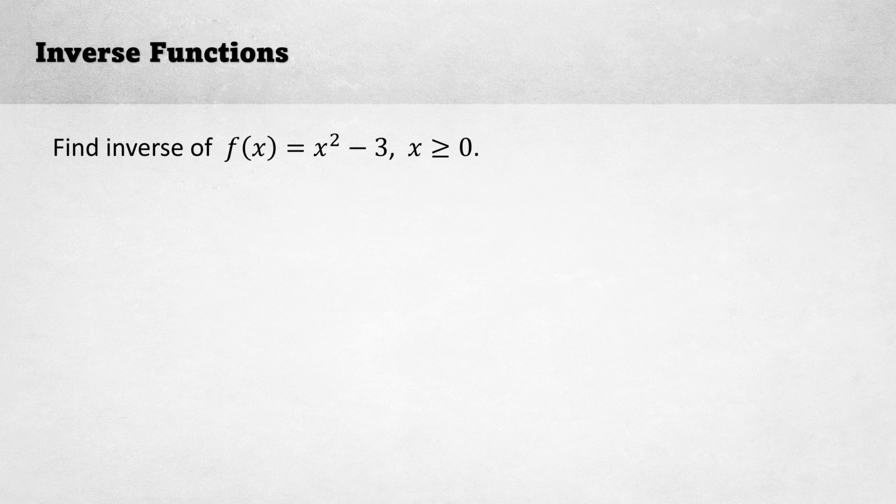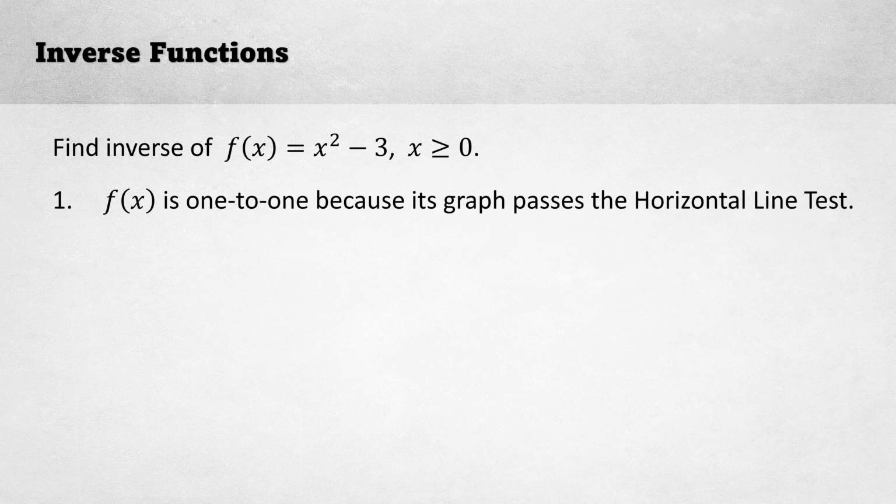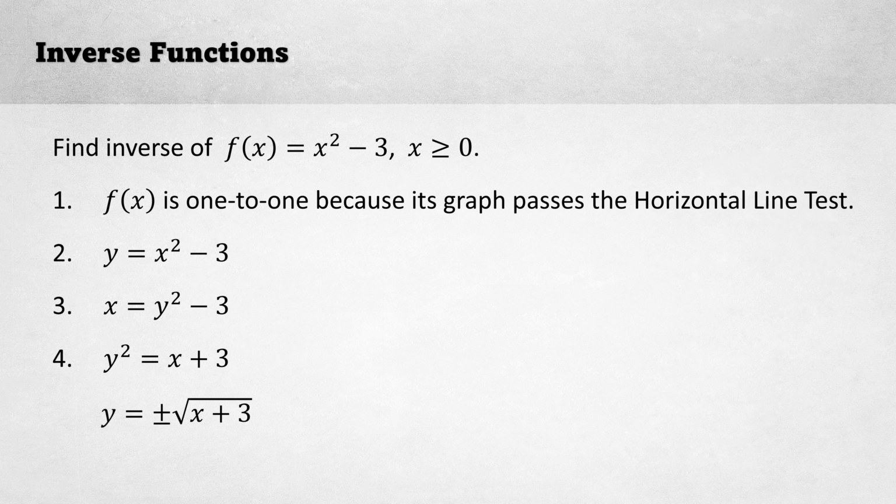Here's another example, but this time the parabola is limited to only non-negative x values. So f of x is 1 to 1, and therefore it does have an inverse function. We replace f of x with y, switch x and y, and try to solve for y by simply adding a 3 and then taking the square root of both sides. Note that since we took the square root of both sides, we give one side plus or minus.